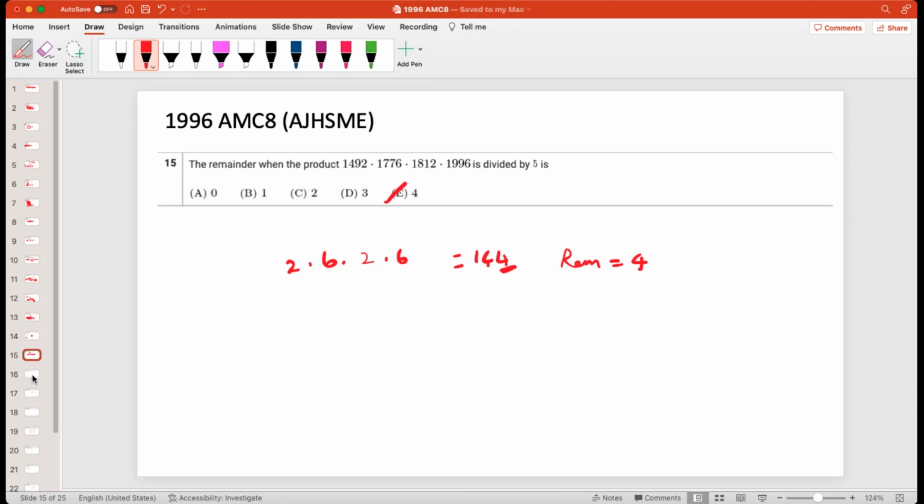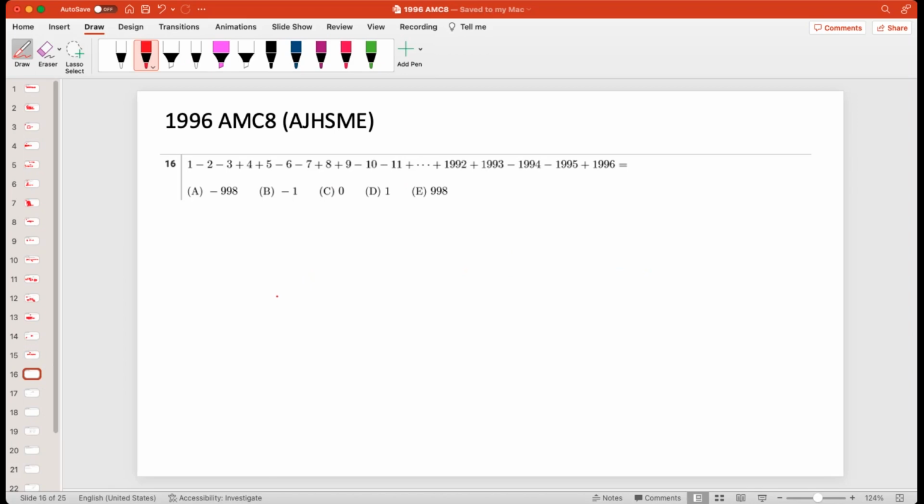Going to the next question. 1 minus 2 minus 3 plus 4, plus 5 minus 6 minus 7 plus 8, and so on. This is a pattern problem, so you have to find a pattern. 1 minus 2 is minus 1. Then we have minus 1 minus 3, which is minus 4. But here you have a plus 4, so this 4 is going to make it 0.